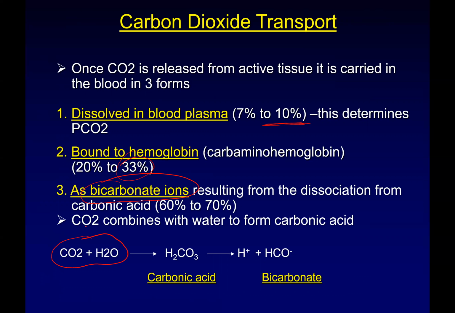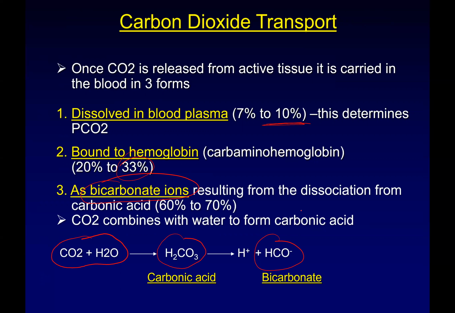So CO2 diffuses out of your muscles, out of a tissue, into the capillaries. Once it gets into the bloodstream, then blood plasma, blood has lots of water in it. CO2 combines with water. It makes something called carbonic acid, which is H2CO3. And then carbonic acid is going to dissociate into this, okay, which is HCO3-, which is called bicarbonate.